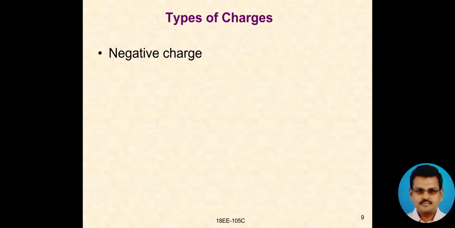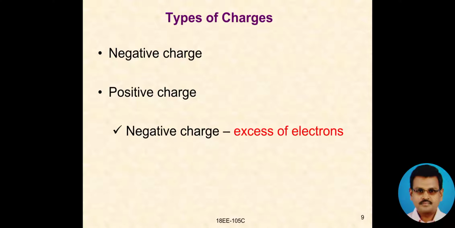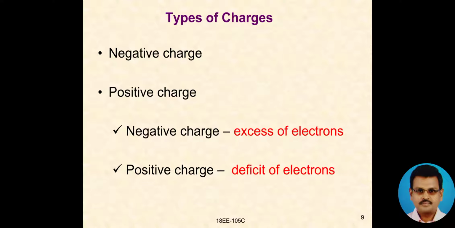Types of charges, as we discussed in the earlier session in atomic structure: there are two types of charges, negative charge and positive charge. Negative charge means excess of electrons. Positive charge means a deficit of electrons.